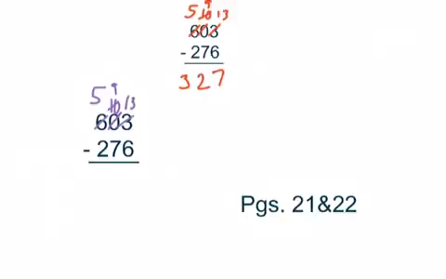13 minus 6 is going to give me 7. 9 minus 7 is going to give me 2. And 5 minus 2 is going to give me 327. That's how I solve that.